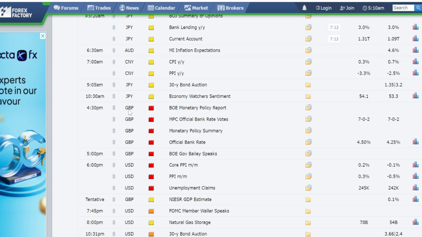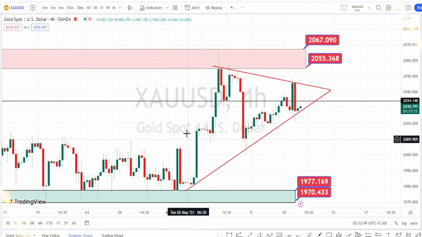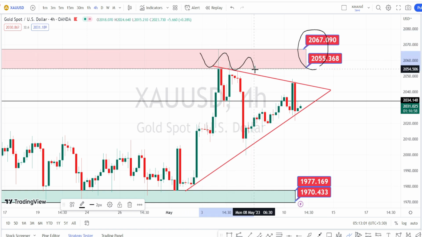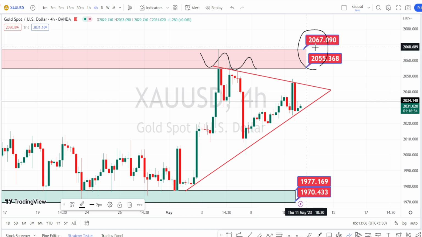Let us proceed with our gold analysis. I am in 4 hours time frame now, so these ranges are still valid. On the higher side we have a very strong supply zone between 2067 to 2055, and on the bearish side we have a very strong demand zone which is between 1977 to 1970.